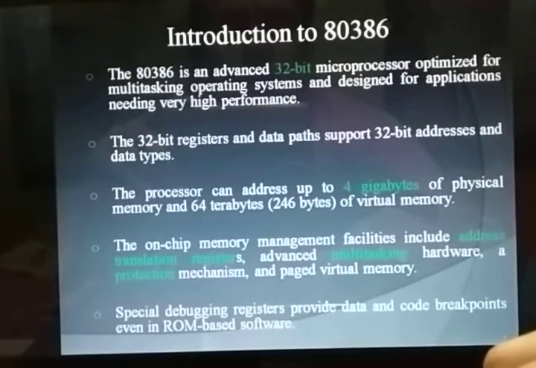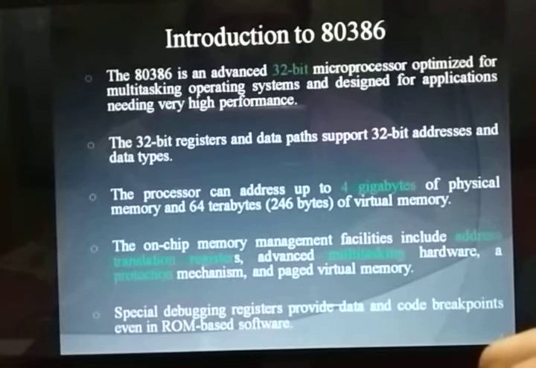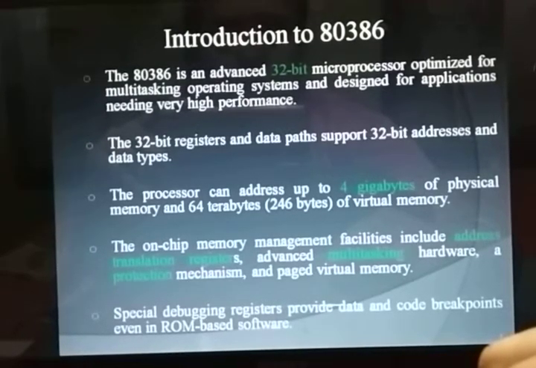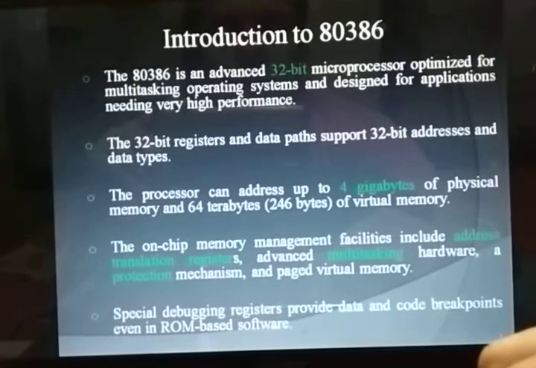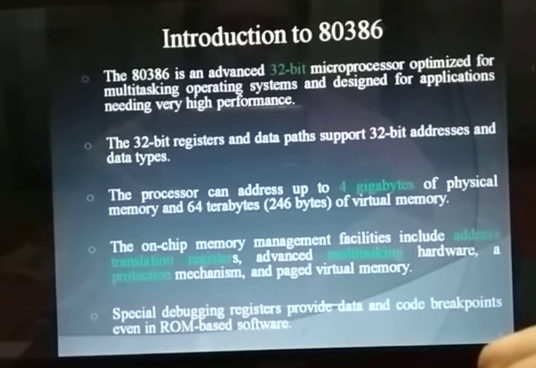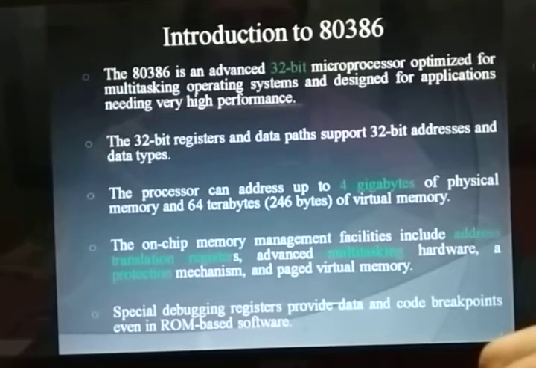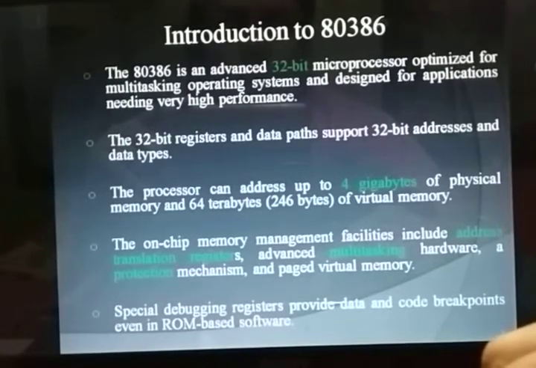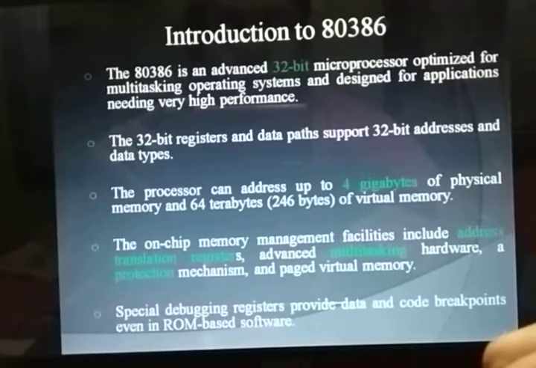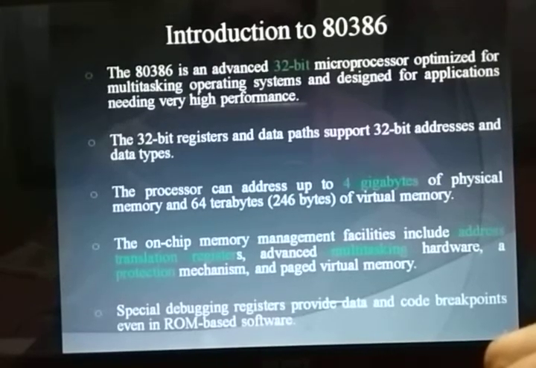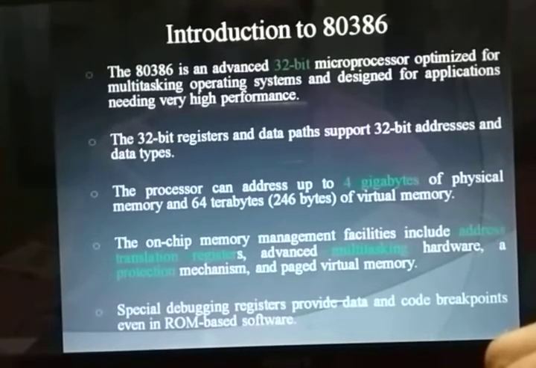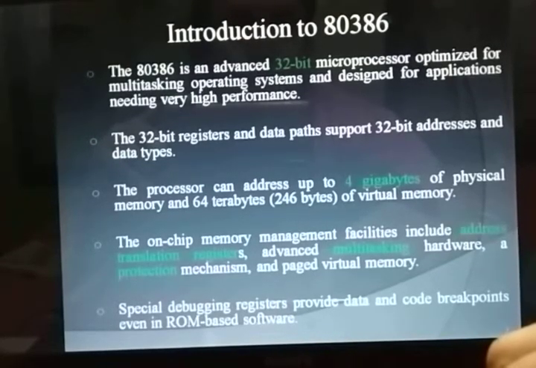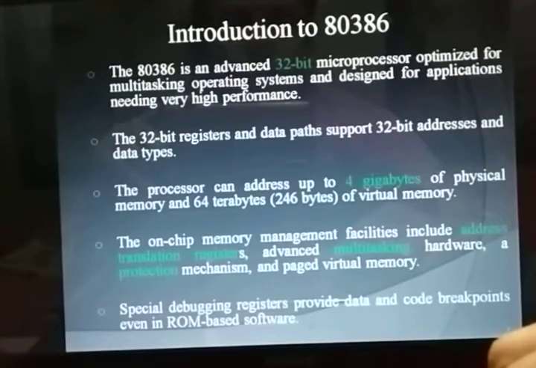The on-chip memory management facility includes address translation registers, advanced multitasking hardware, a protection mechanism, and a paged virtual memory. Means what features does your 80386 have? Your 80386 has an on-chip memory management facility that includes address translation registers, advanced multitasking hardware, and protection. Address translation means how you convert your logical address into a physical address.